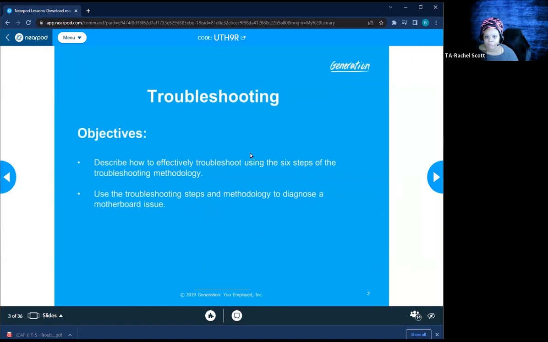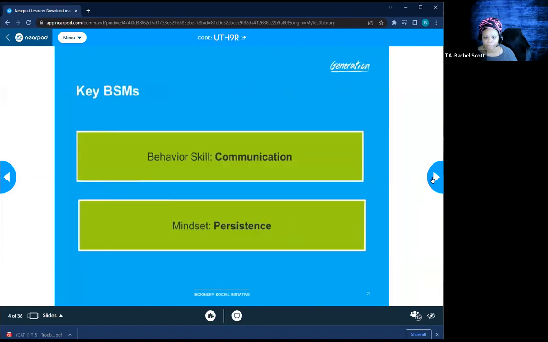First, we'll go over our troubleshooting objectives. One is to describe how to effectively troubleshoot using the 6 steps of the troubleshooting methodology, and also use the troubleshooting steps and methodology to diagnose a motherboard issue. Behavioral skills and mindsets: communication and persistence.